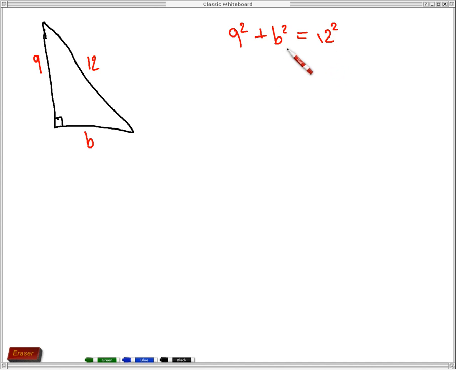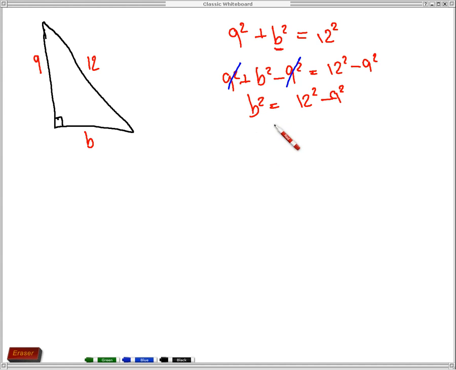The first thing I want to do is rearrange it a little bit to get this B on its own. So I'll subtract 9 squared from both sides. So that's 9 squared plus B squared minus 9 squared is equal to 12 squared minus 9 squared. And obviously that and that cancel out. So what I'm left with is B squared equals 12 squared minus 9 squared. So that is equal to 144 minus 81.